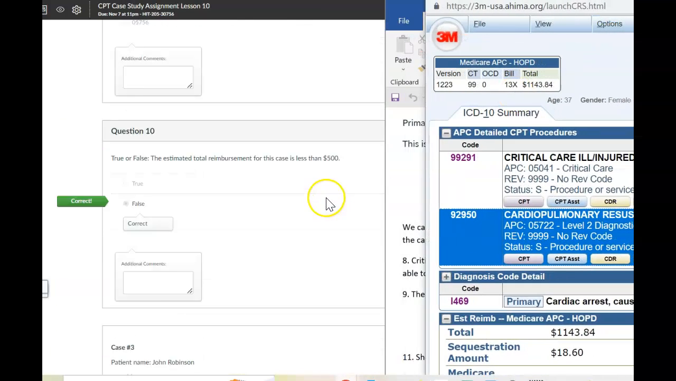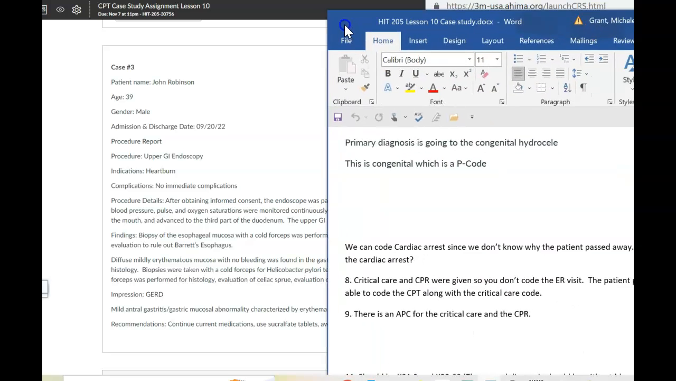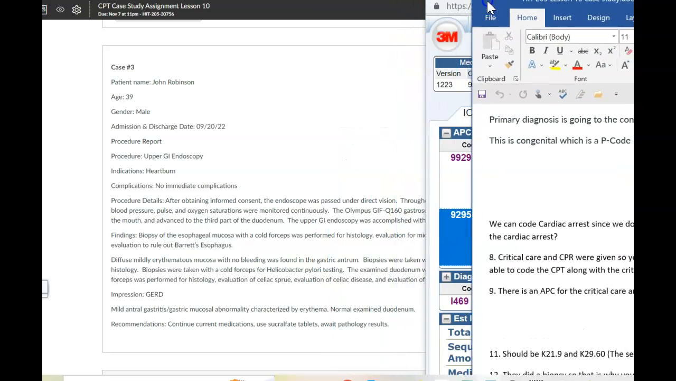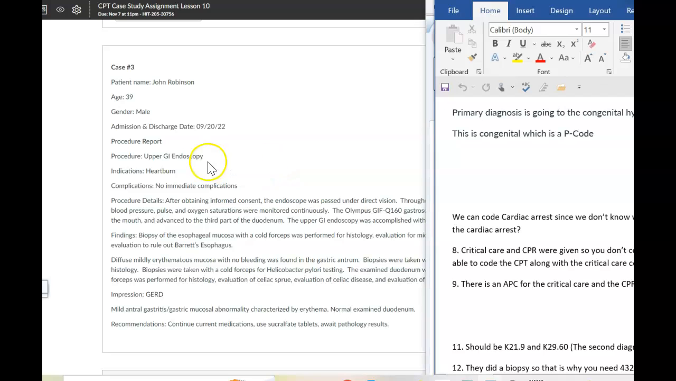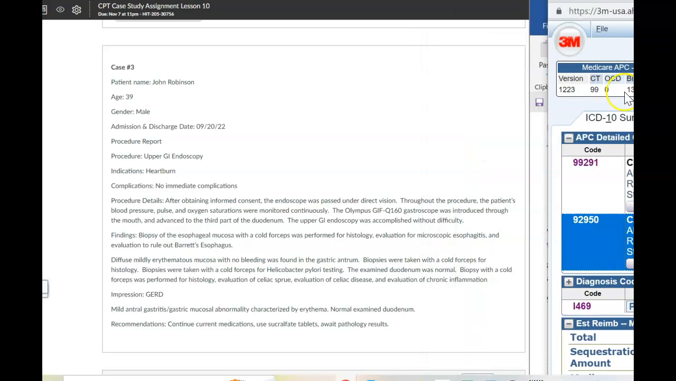Let's go ahead and look at patient number 3, John Robinson. With this one, this patient was admitted with GERD. Okay. At this point, they went ahead and did an upper GI endoscopy. Indications heartburn. So they actually, let's go here and move over here through the procedure, blood pressure, everything was good. They went all the way down to the duodenum.